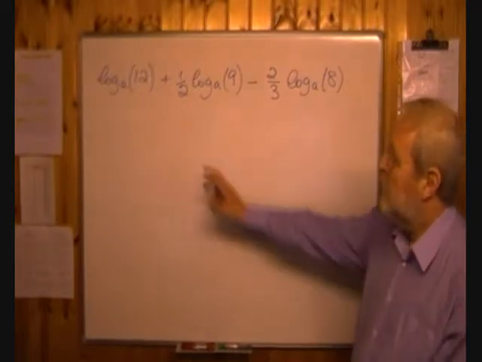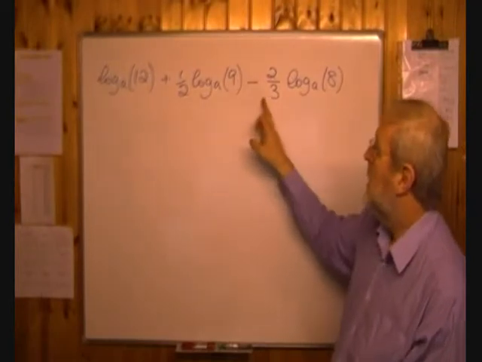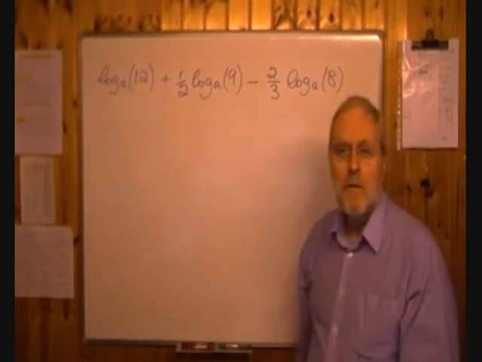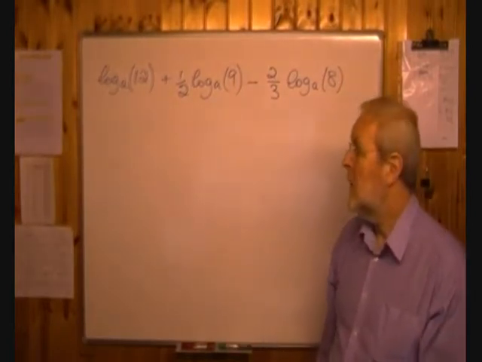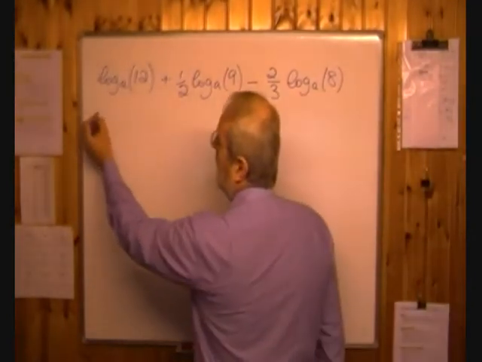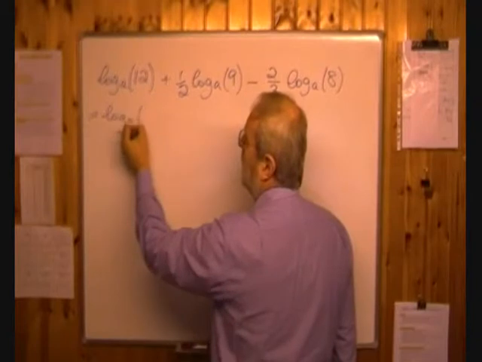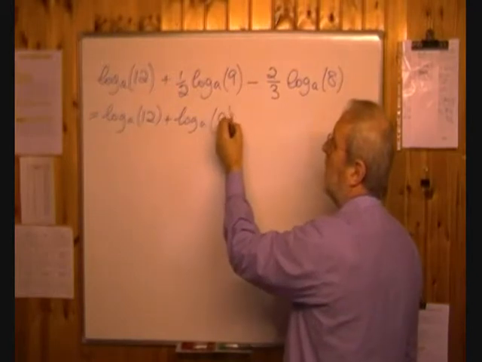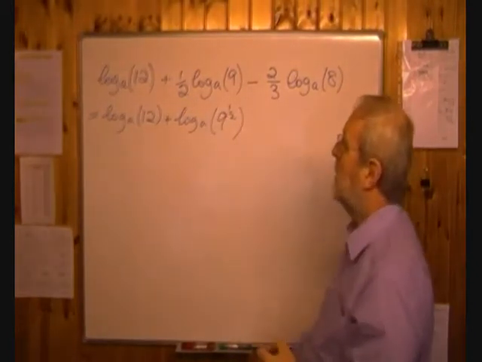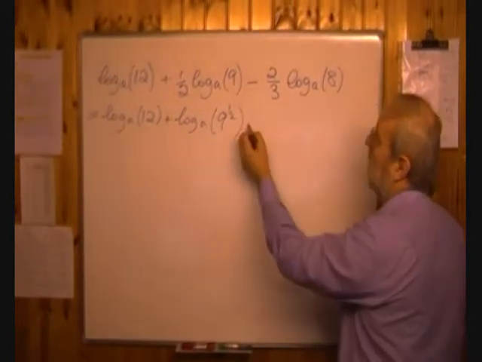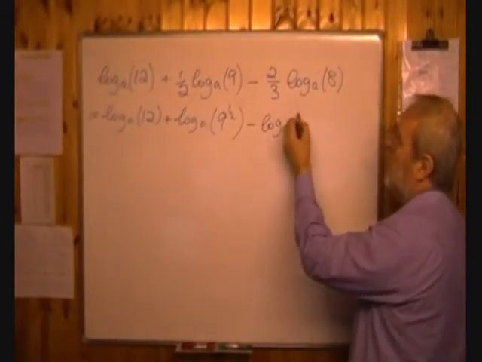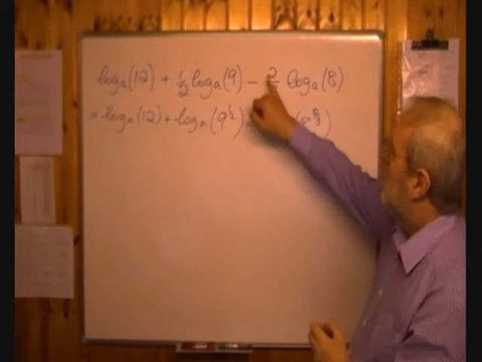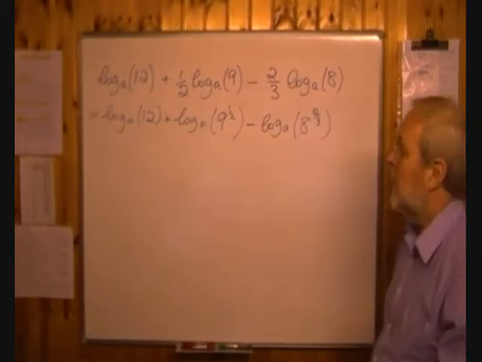The key to doing this is to ensure that these coefficients, a half and 2/3, are placed into the logarithm using the third of the rules, the coefficient rule I mentioned earlier. So I'll rewrite this now as log to the base a of 12 plus log to the base a of 9 to the half. The coefficient outside becomes the power inside, and minus the log to the base a of 8 to the power of 2/3. Again, coefficient outside becomes the power inside.